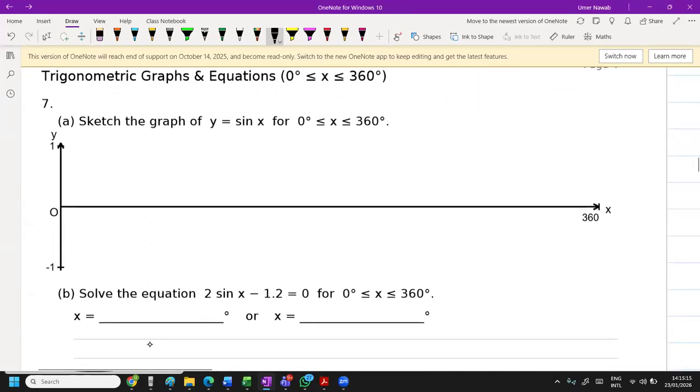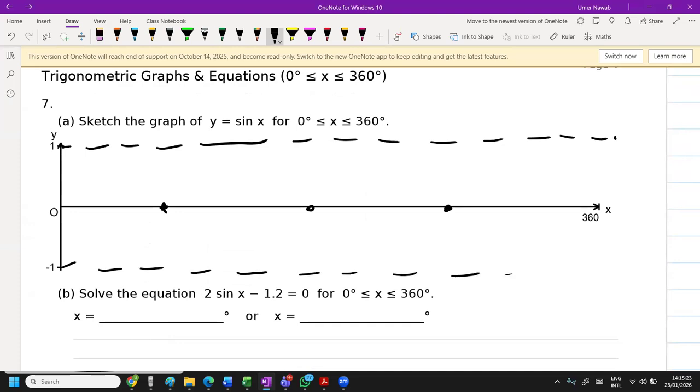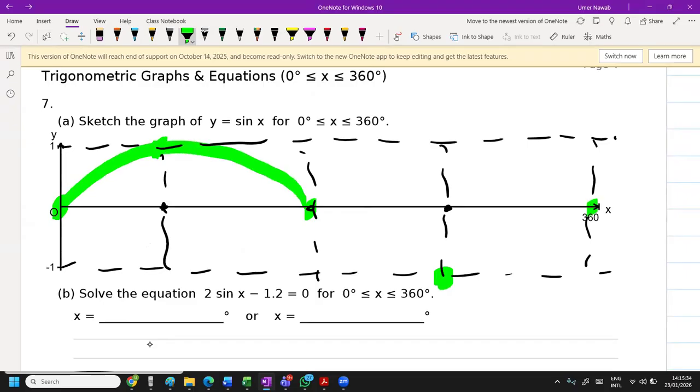Let's go to the sine of x graph. So 180, 90, 270, y is equal to 1, y is equal to -1, complete the grid. Sine is like a wave. You can draw like this, the sine graph.